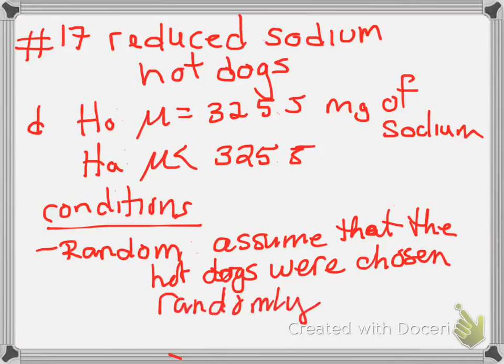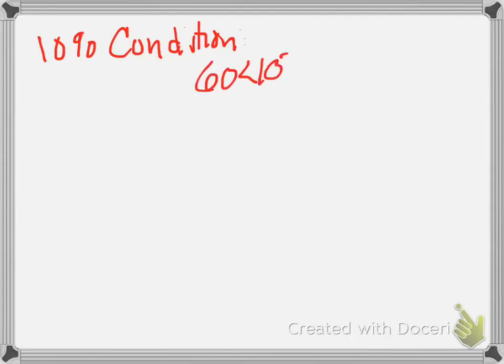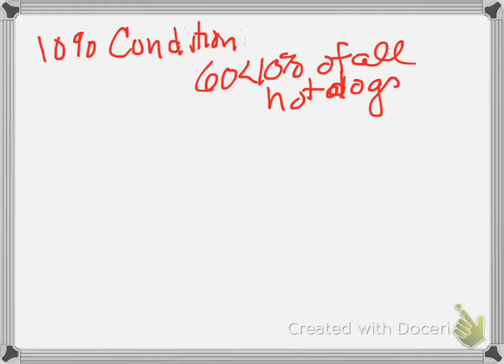Okay, so I need to go on to another screen to continue. The next one is going to be the 10% condition. This talks about my independence. And so n is 60, so I have 60 is less than 10% of all hot dogs. Okay, and so now I'm going to do the large enough.